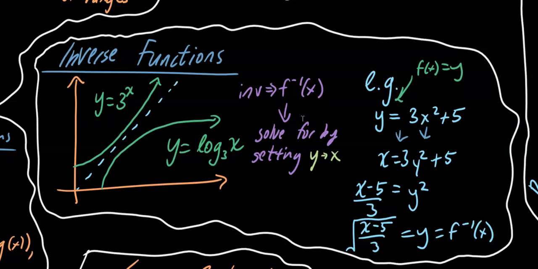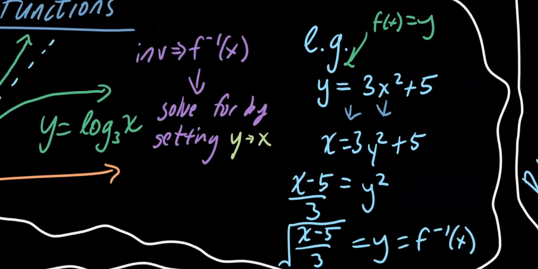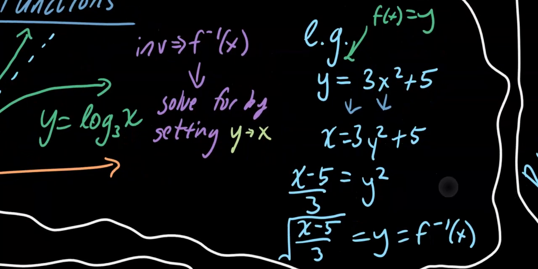You can also solve to find an inverse function by swapping the y and the x values of the original function. Alright, let's take a look at this. Let's say we have y equals 3x squared plus 5. We're going to swap the y and the x.